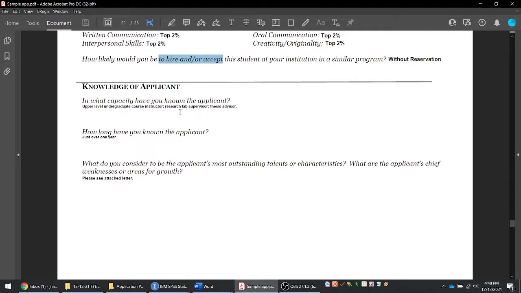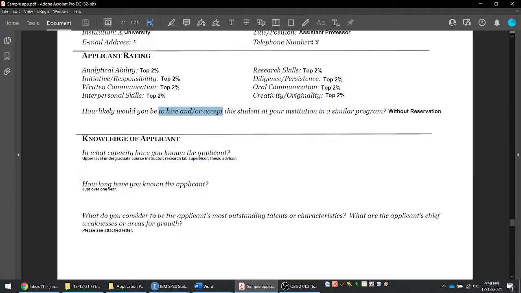So, in what capacity have you known the applicant? It's good to know how have you known them. Because if this person was just a course instructor, and you showed up and got an A and made good course contributions during discussions, that's okay, but it's not terribly compelling.